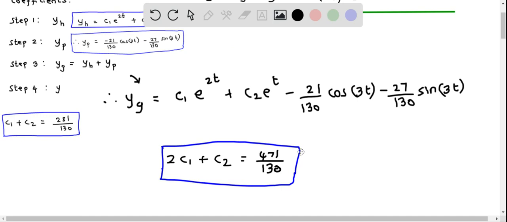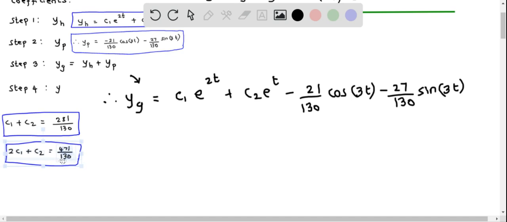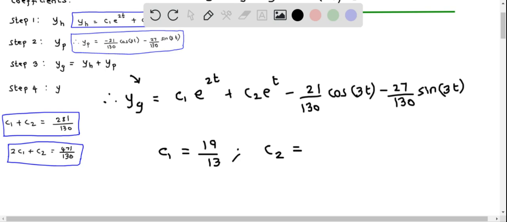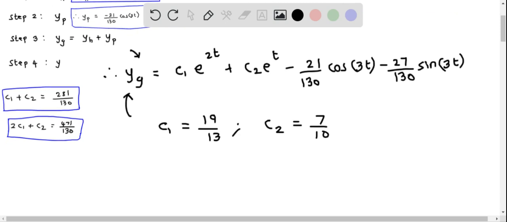So we have these two equations in variables c1 and c2, which is a system of equations in two variables. When we solve this, we get c1 equals 19 by 13. You can solve this using the substitution or elimination method. Upon solving this, we get these values, and c2 equals 7 over 10. So all that we do is plug these values into the general solution to find the final solution, that is, the unique solution.